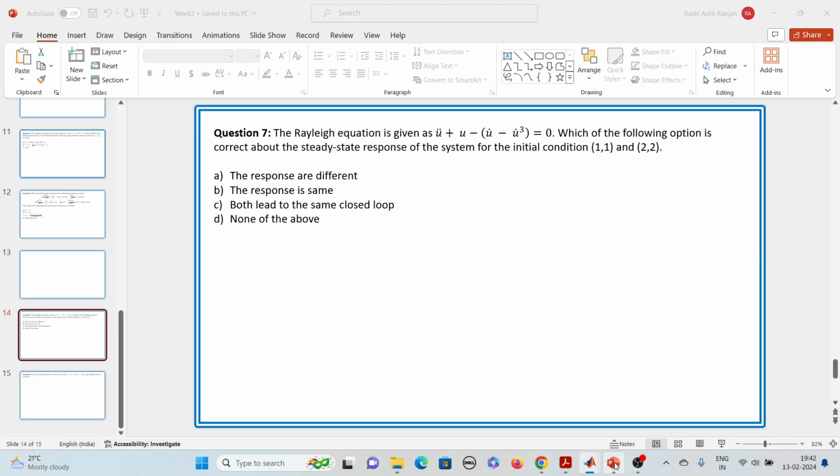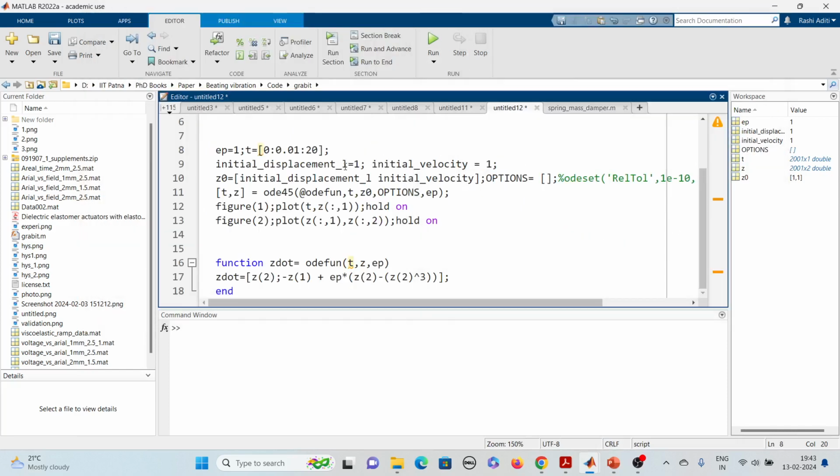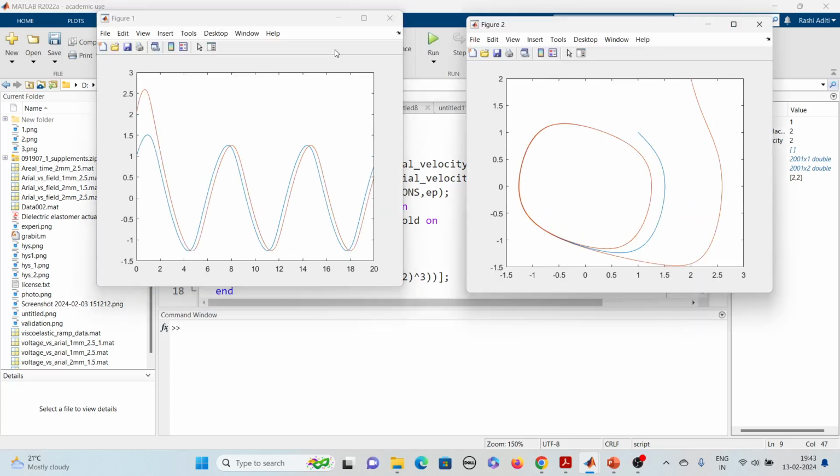Now what is the second set of initial conditions? 2 comma 2. So I'll just change the initial condition to 2 and 2, and I'll see what happens. I'll run the code. See what happened. Though the initial condition has changed, the system still came to the same periodic loop. Now you can see the phase plot and time response as well.